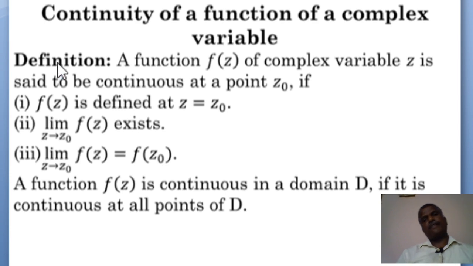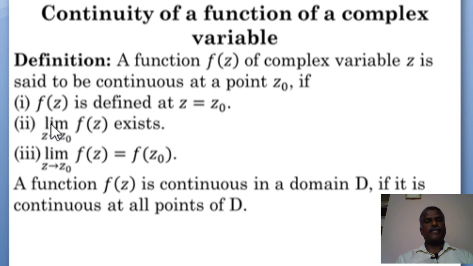So let us see the definition. The definition is similar to the real function. The definition of continuity is that we express continuity in terms of limits. A function f(z) is said to be continuous at a point z naught if the function f(z) is defined at z naught. It is similar to the real function, f(x) defined at x equal to a.